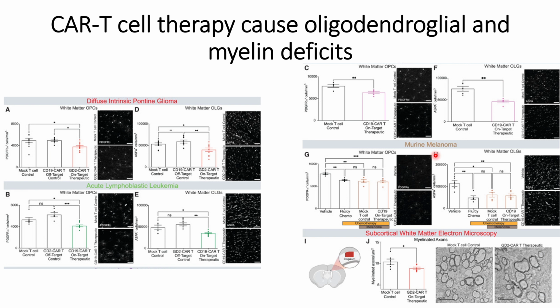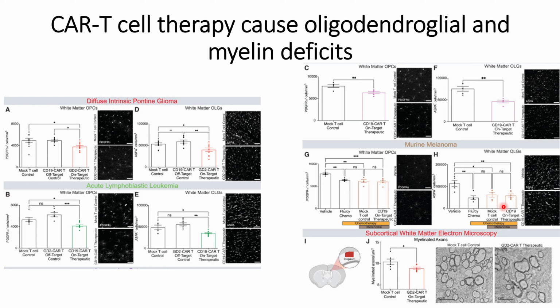When they checked it for murine melanoma, they see changes when they use chemotherapy, but they do not see any further changes when they use the on-target CD19 CAR T cell therapeutic approach. Similar results they have seen for white matter oligodendroglials: they see changes when they first use chemotherapies, but they do not see any significant changes afterwards when they use CD19 CAR T cell therapies.